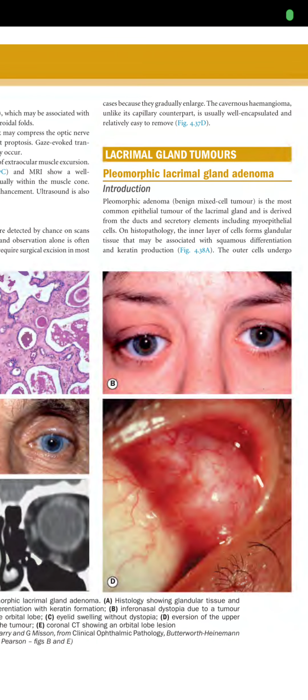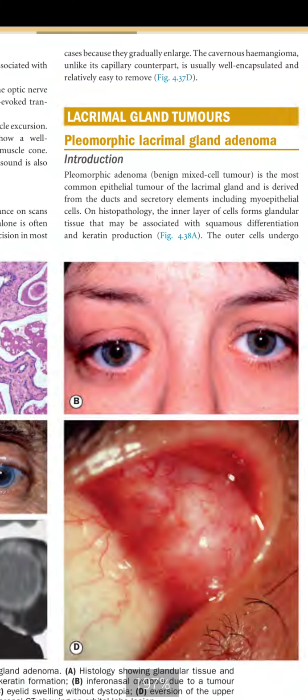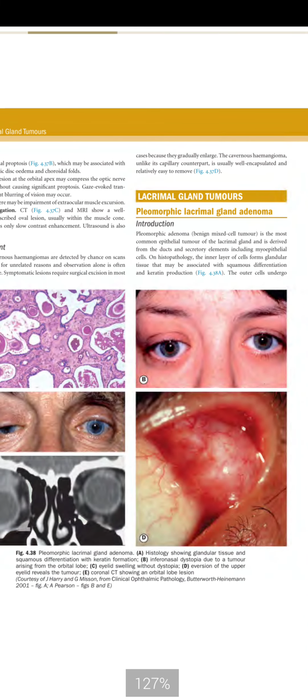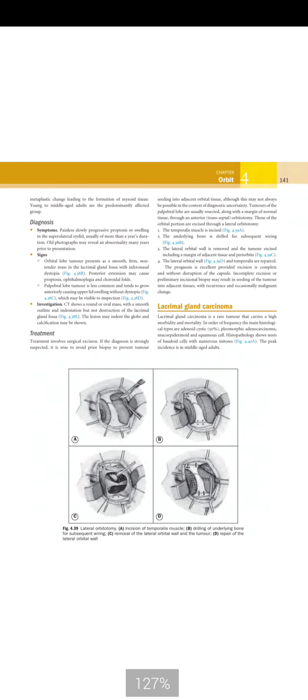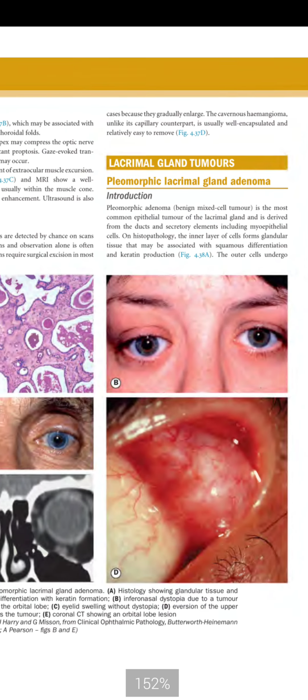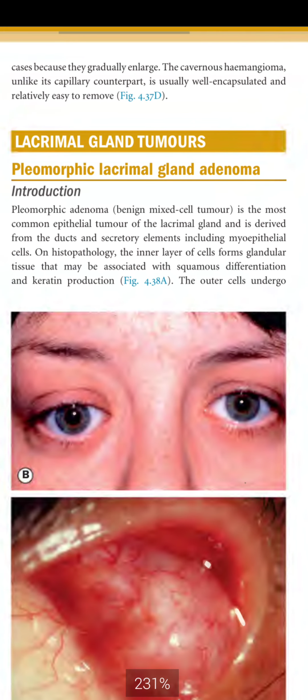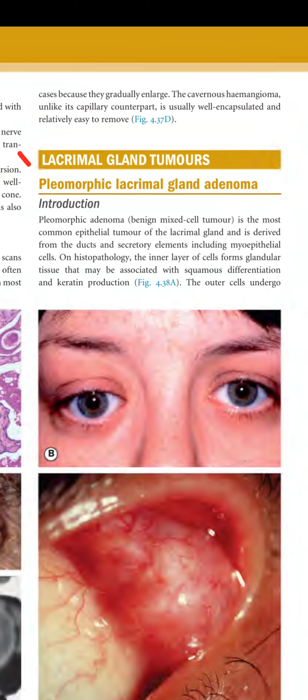Welcome to the Kanski lecture series, and it is the orbit part 7. And in this part, we are going to discuss the tumors, lacrimal gland tumors. So, there are basically benign tumors and malignant tumors of the lacrimal gland. The most common one is the pleomorphic adenoma, and the malignant one is the lacrimal gland carcinoma.